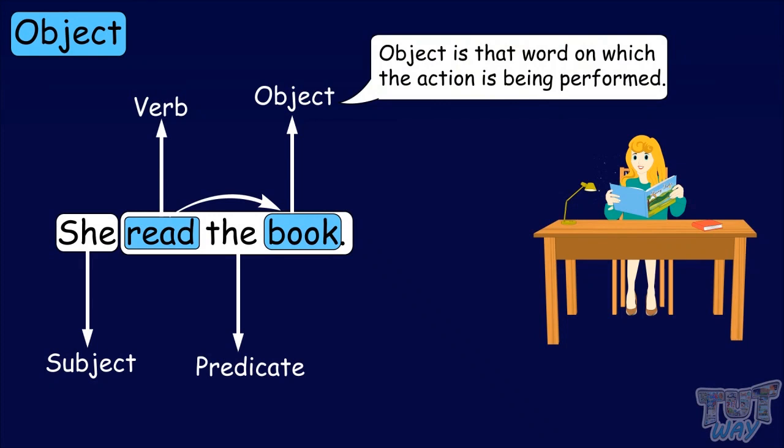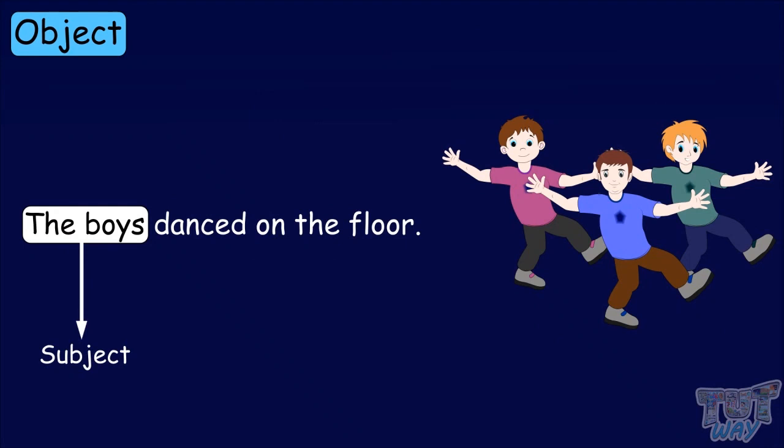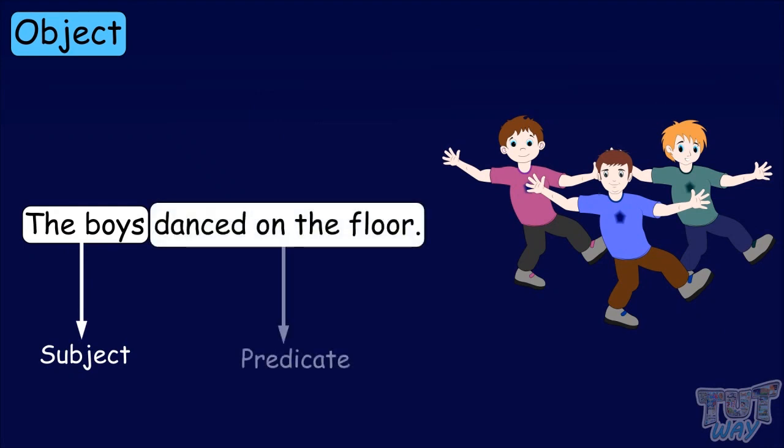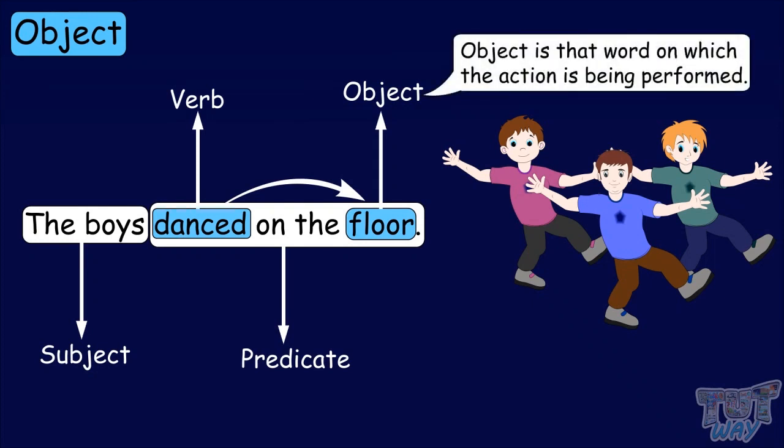Let's have a look at another example. The boys danced on the floor. In this sentence, the boys is the subject. Danced on the floor is the predicate. Danced is the verb, and floor is the object, as the action of dancing is being performed in the sentence. So, object is that word on which the action is being performed.